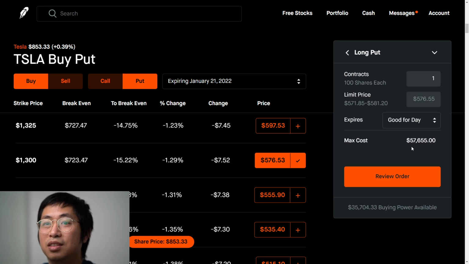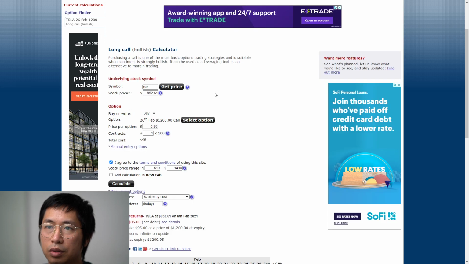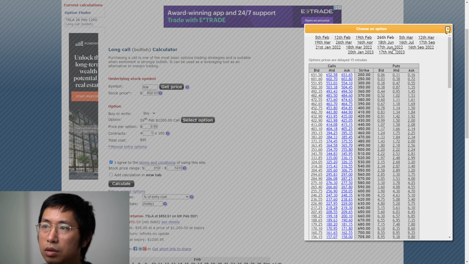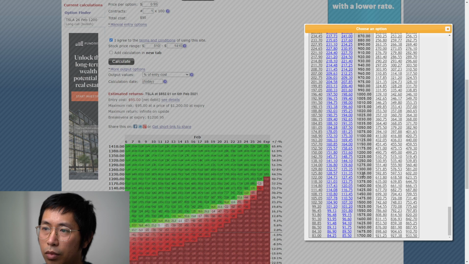If you haven't noticed, the safer plays cost a bunch more money than the risky plays. Now we're paying $57,655 to buy this put. So how much can we make? So this was the January 21st, 2022 $1,300 put right here.